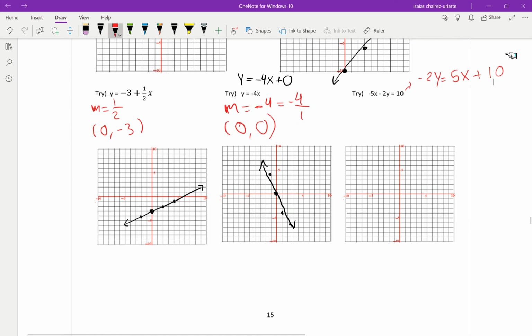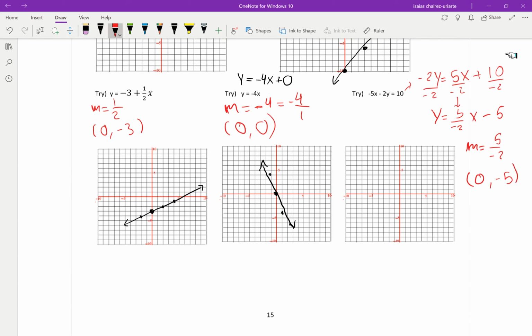Now I'm going to divide by -2. And that should give me what I want. Let's see. So that's going to become y equals 5 over -2 x minus 5. Alright, so then that tells me that my slope is 5 over -2 and my y-intercept is (0, -5).